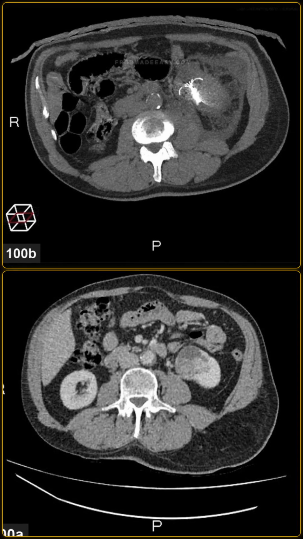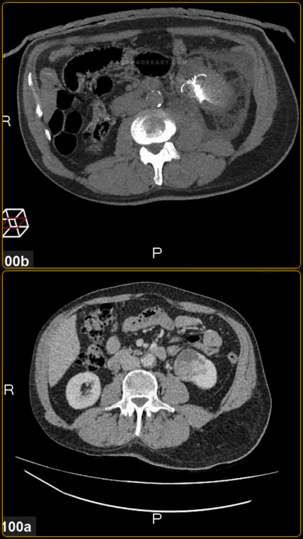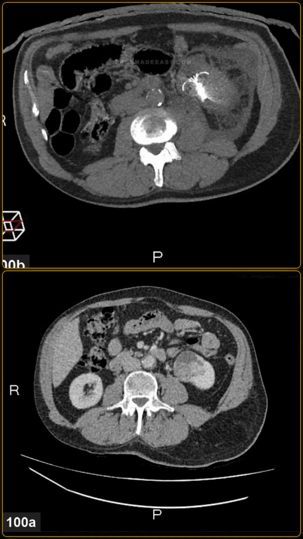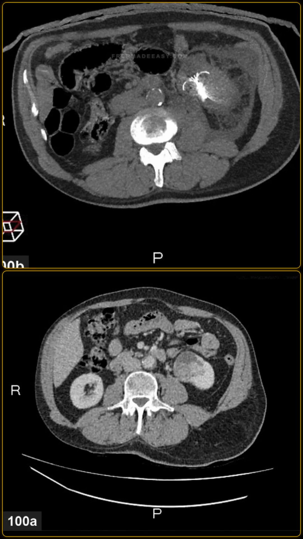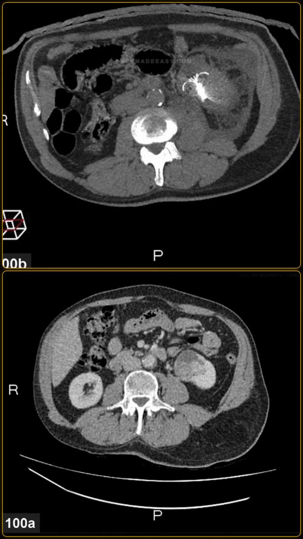A 63-year-old with a renal tumor underwent a percutaneous radiofrequency ablation. He represented 3 weeks after the procedure with abdominal pain. I am showing you pre-procedure and procedural CT scans. Describe the findings. All right, let's take a look.